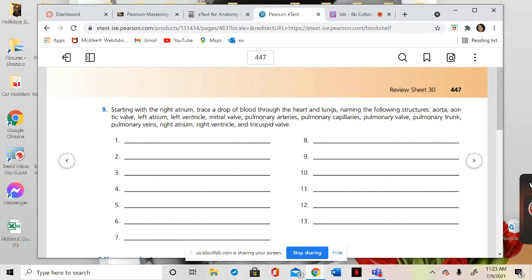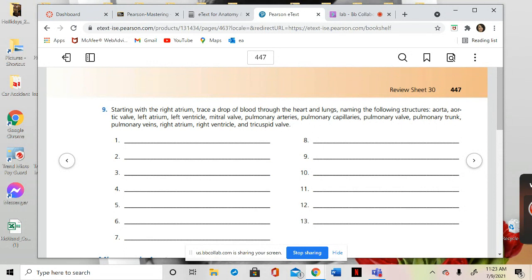You know that the right atrium goes through the tricuspid valve to the right ventricle, then through the pulmonary semilunar valve to the pulmonary trunk, to the right and left pulmonary arteries, to the capillary beds, right? Then the valve that is involved is the mitral, bicuspid valve, to the left ventricle.